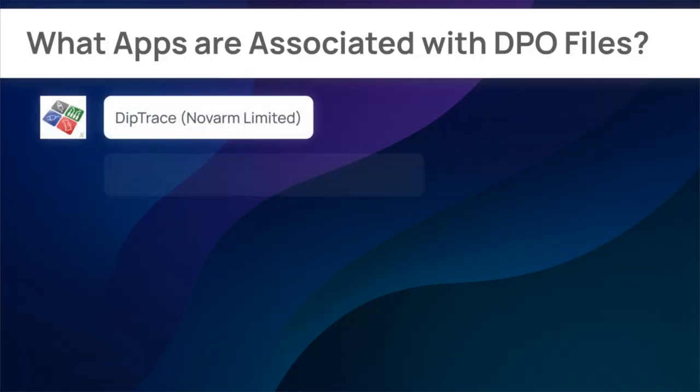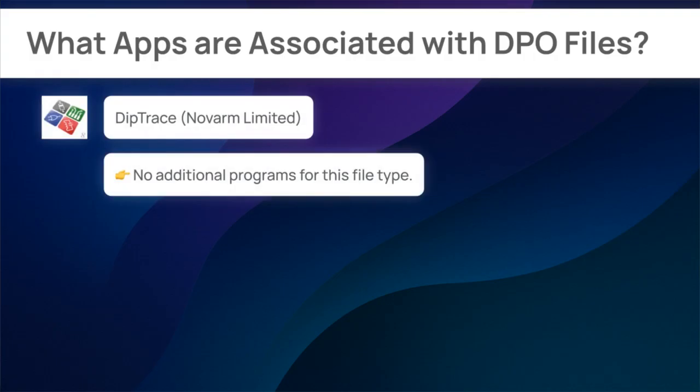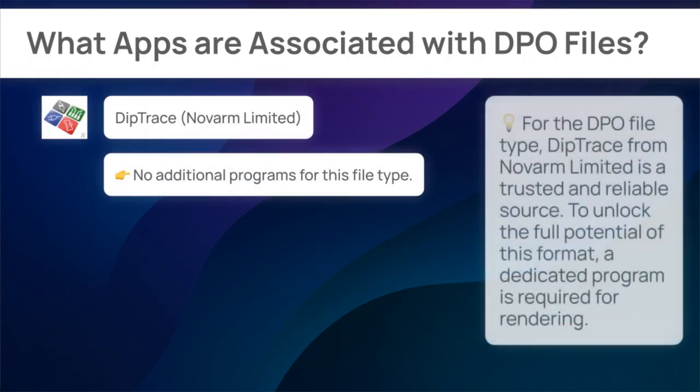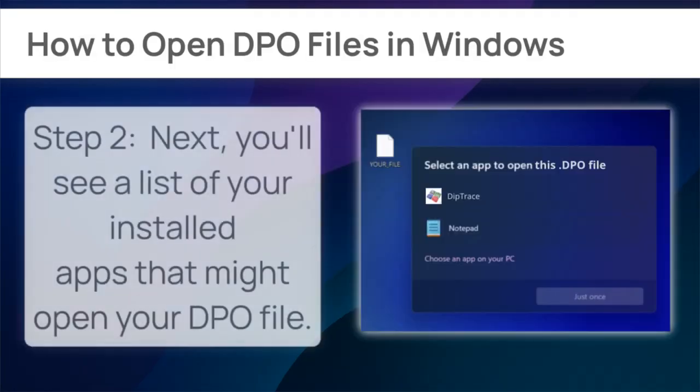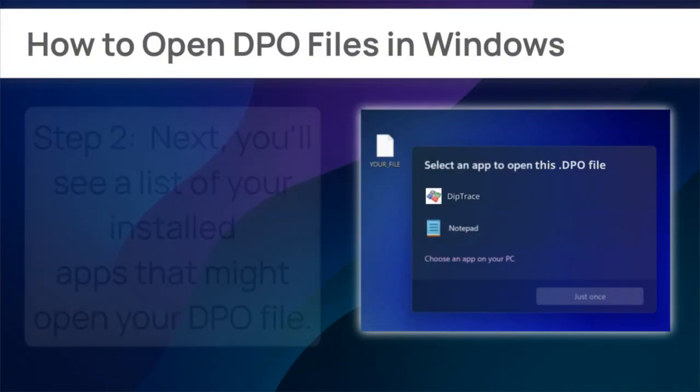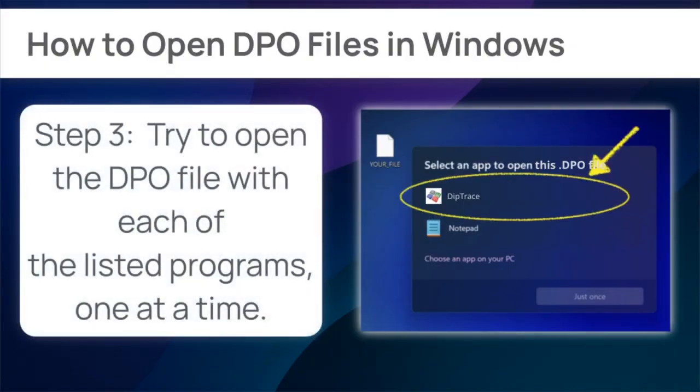We suggest testing the DPO file first with the utility DipTrace from Novarm Limited. To unlock the full potential of this format, a dedicated program is required for rendering. Windows doesn't support full 3D model fidelity, so you'll need specialized tools for complete access. Open the context menu by right-clicking the DPO file and selecting Open With. Start your test with DipTrace if it shows up. If not, don't hesitate to try several other programs on your list.